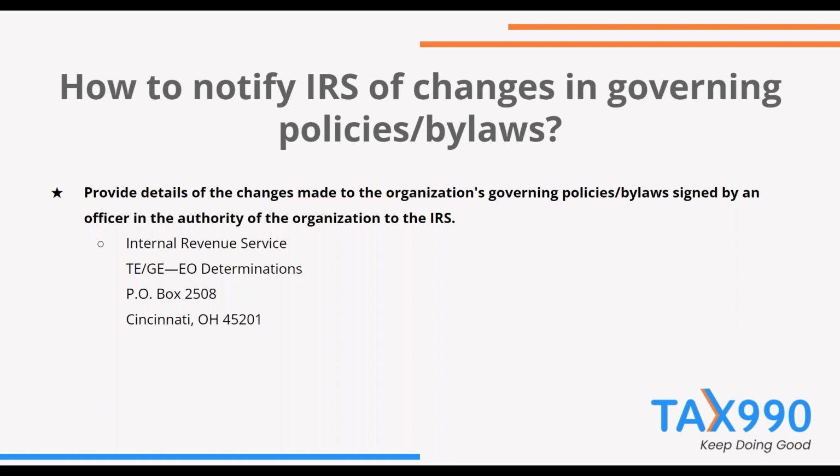If you have changes to your governing body, you do need to notify the IRS, or if you change bylaws, any of that information, you would need to provide a document that has details of the changes made to the organization's governing body and bylaws, and it needs to be signed by an officer in authority, and you would need to send that to the IRS directly. If you just decide to randomly make those changes when you file your 990 series return, you do risk it being rejected, again, for not matching the information the IRS has in their database.